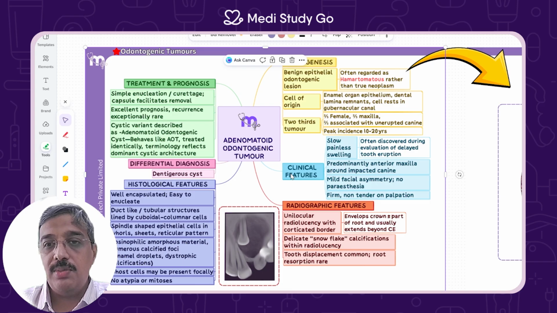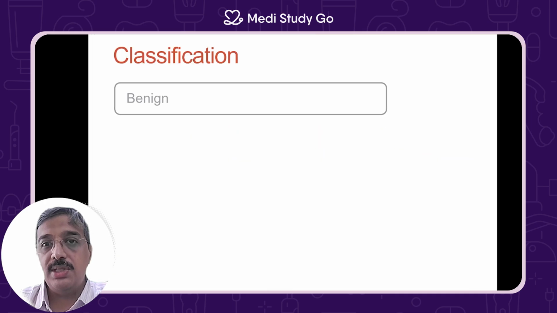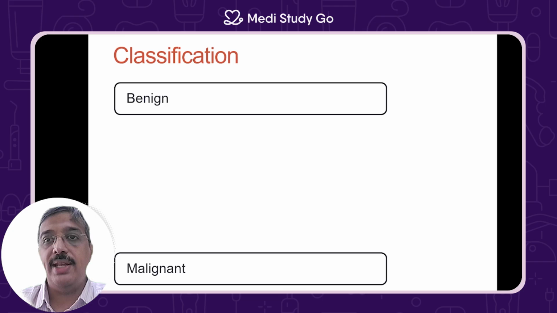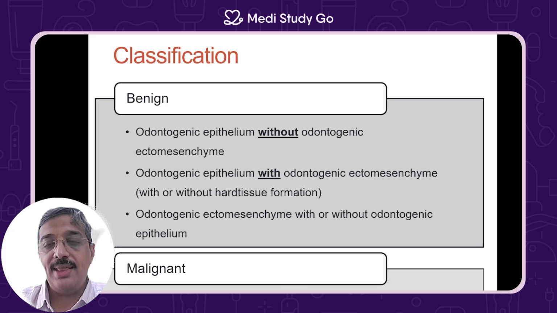Now, odontogenic tumor, as you know, the origin is from the odontogenic epithelium. Odontogenic tumors are classified into two headings, benign and malignant. And the benign is further subclassified based on what component is higher. Is it the epithelium or the mesenchyme?